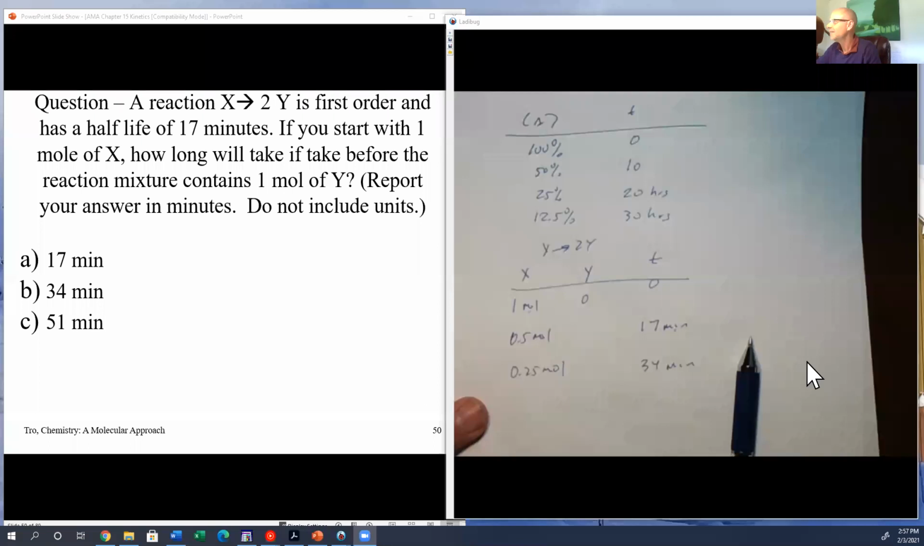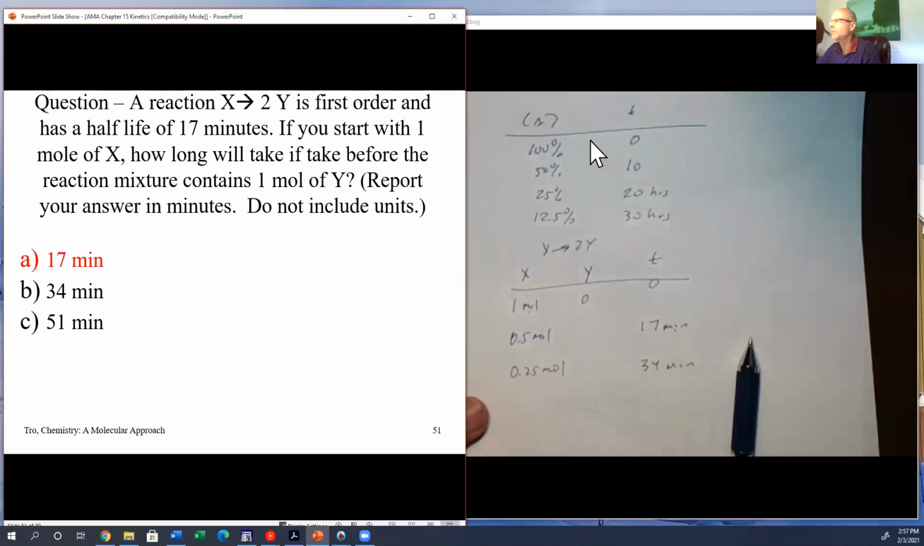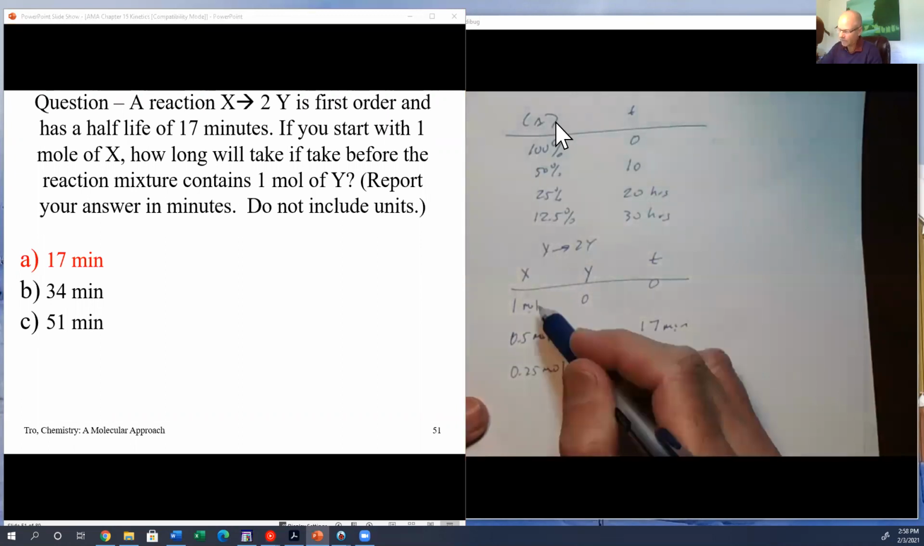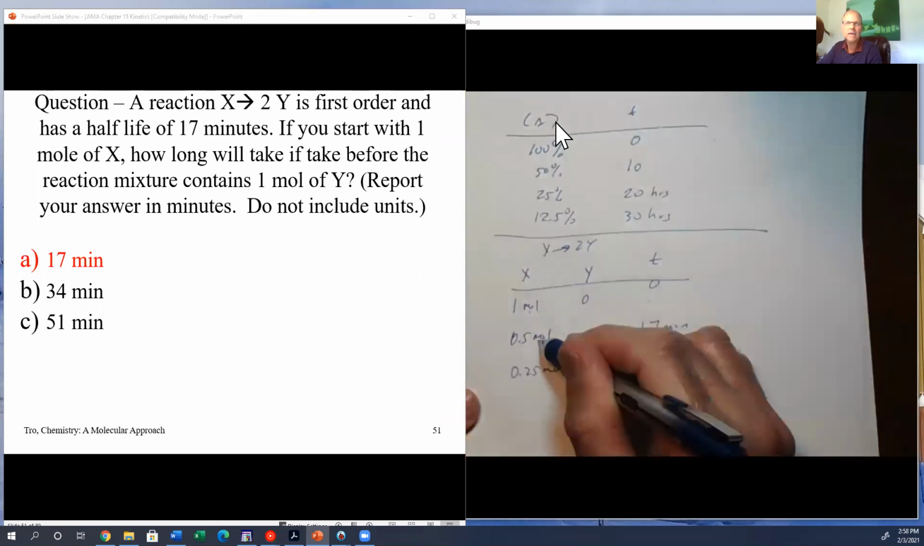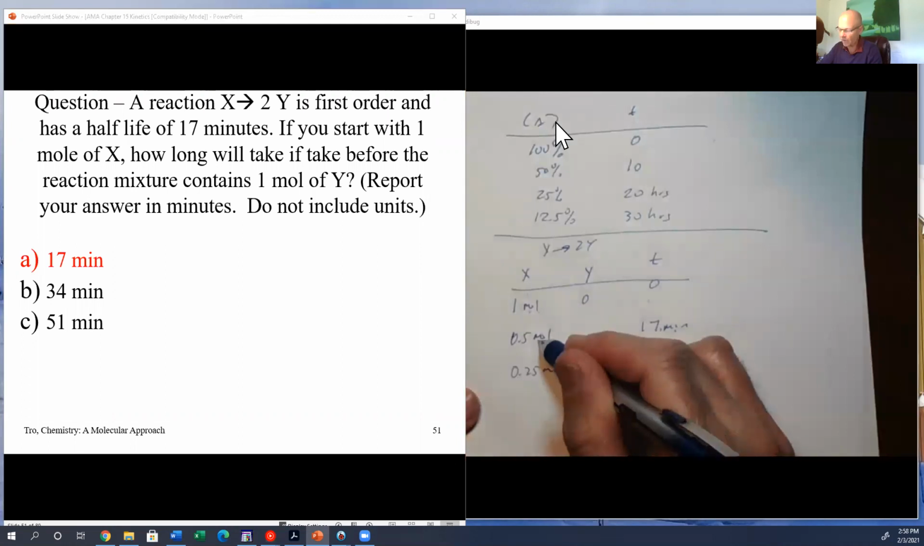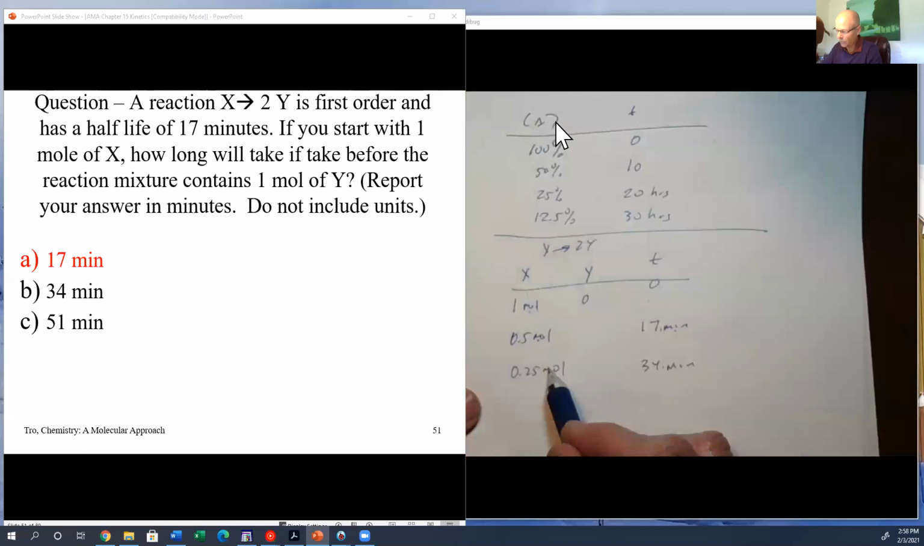All right, end polling. So we did okay. A lot of you picked A, which was the right answer. Some of you did pick B and a few picked C. Let's finish filling out this table so you can see what happens. The tricky thing is that this is a first-order reaction, so it goes down by 50% every half-life. That's the definition of half-life. You start out with 1 mole. In 1 half-life, you have half a mole. In 2 half-lives, you have 0.25 moles. In 3 half-lives, you have what? 0.125 moles, and so on.